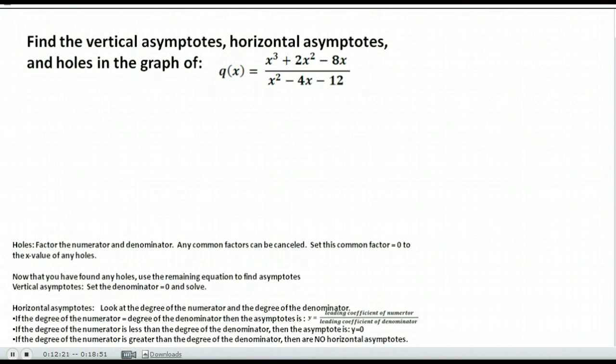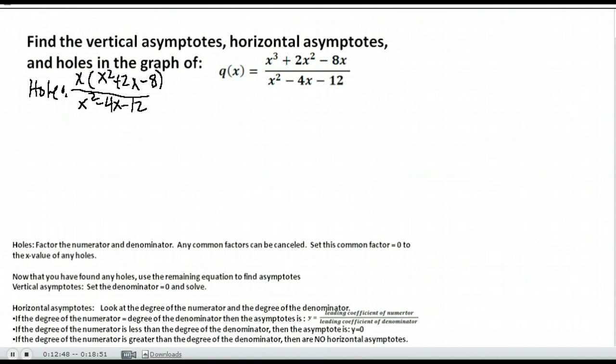Okay, looking at this example, again, we're asked the same question. In order to find any holes first, we need to factor the numerator and denominator. So notice in the numerator I can factor out an x because they each had an x, and I'm left with x squared plus 2x minus 8. And in the bottom, we'll wait a second to factor that.